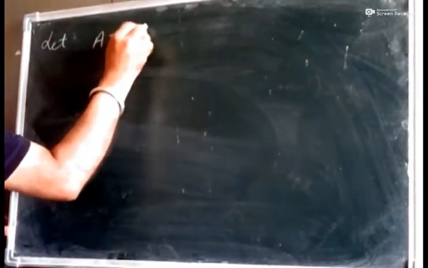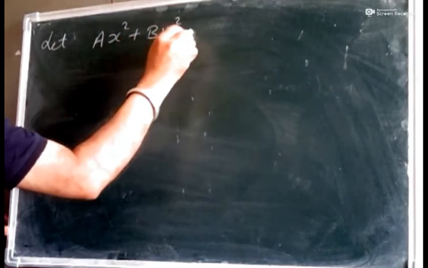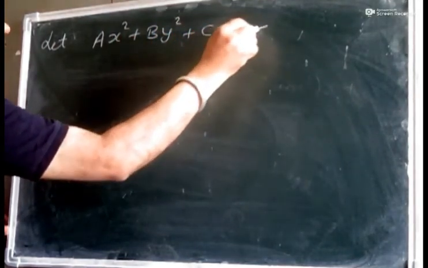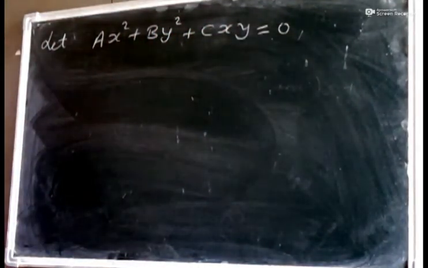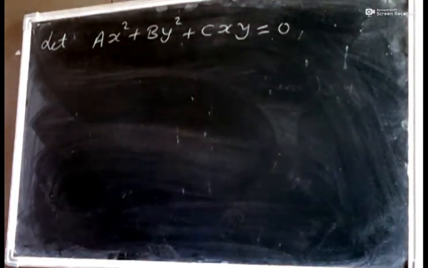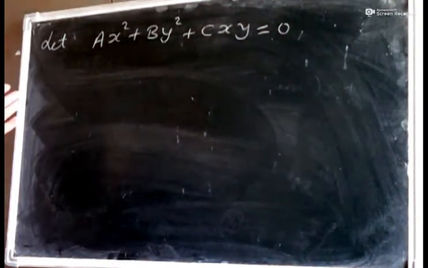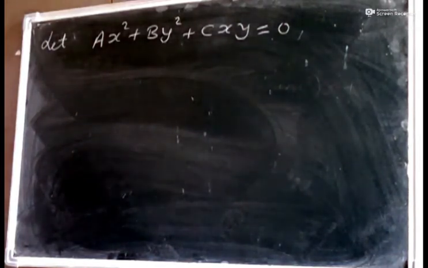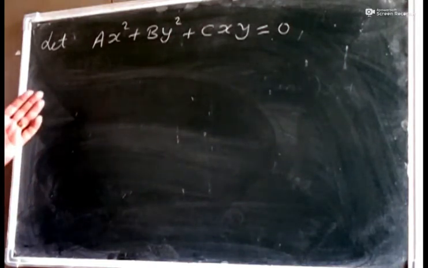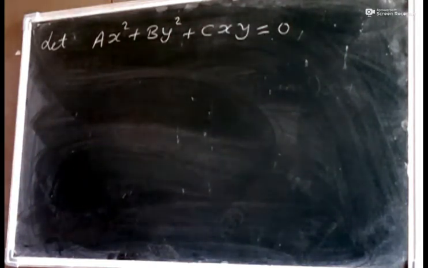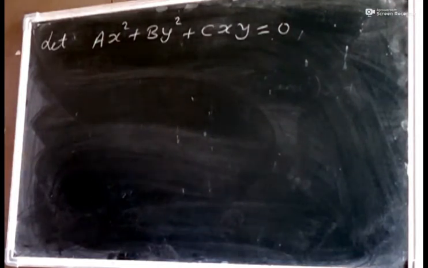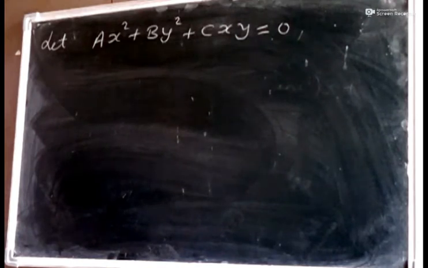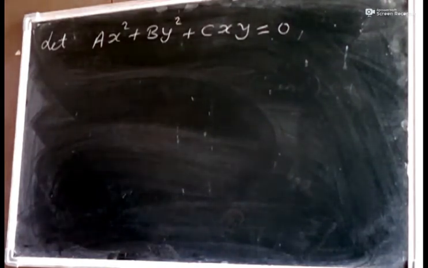Let ax square plus by square plus cxy equal to 0 be a second degree homogeneous equation in x and y. So the aim is to find the relation between a, b and c such that this equation may represent a pair of straight lines. So looking at this equation, we can easily see that this equation can be considered as a quadratic equation in x or quadratic equation in y.